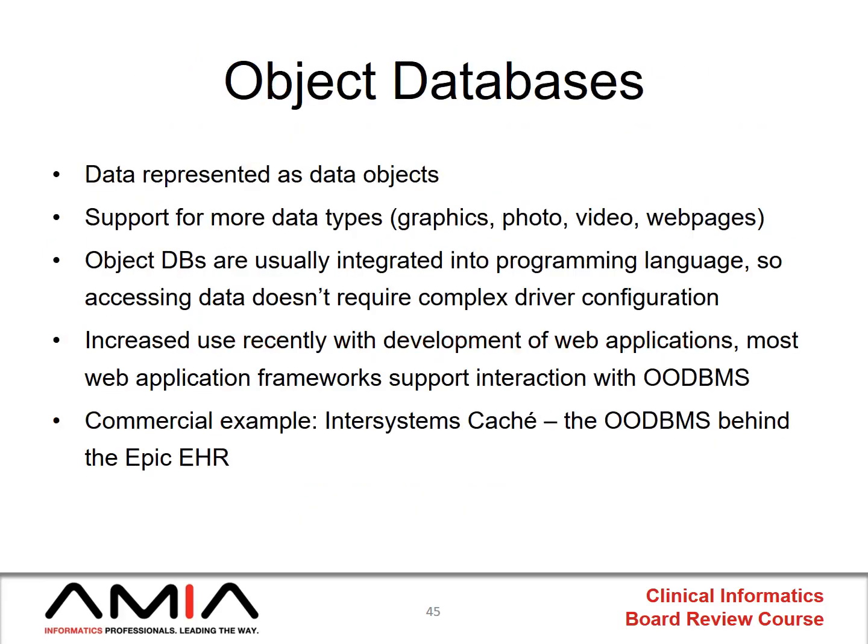So, we've talked about, I don't think there's a huge difference between hierarchical databases and object databases, except that in an object database, in addition to the multidimensional data you can store, you can also support other types of data like graphics and photos and videos and even entire web pages. If you go to the InterSystems Caché website, they actually advertise that Caché is an object-oriented database, not a hierarchical database. But I would argue that object-oriented databases are actually a type of hierarchical database.